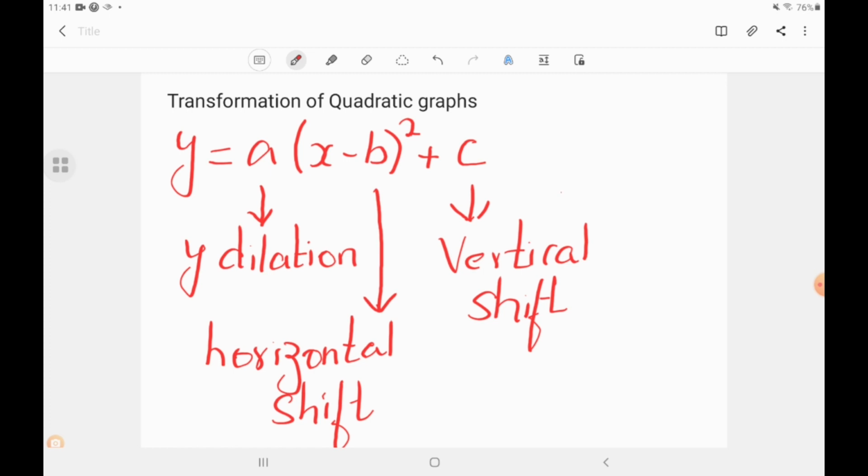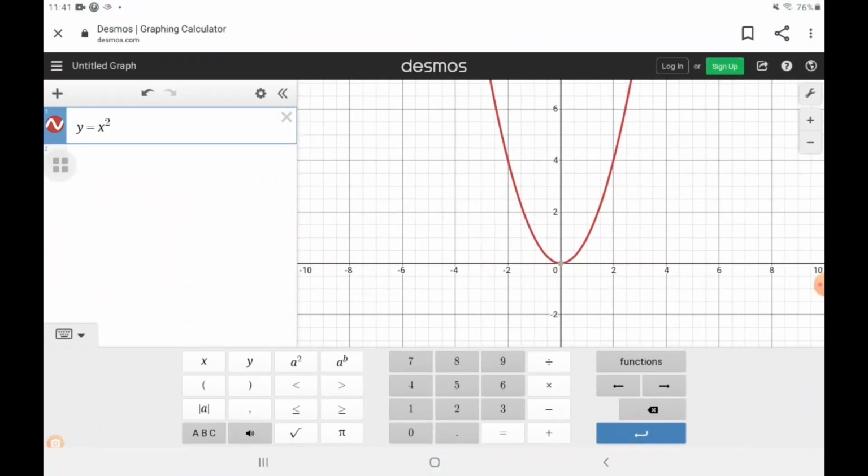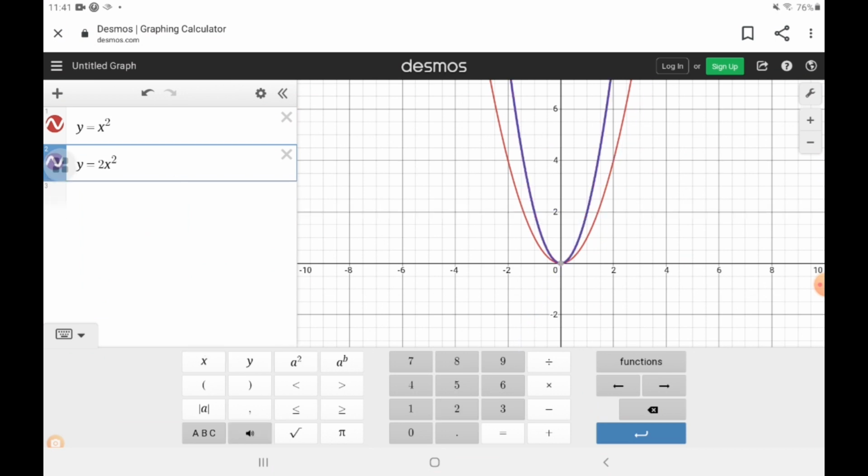So let's look at the three different types of transformation using Desmos. Let's look at this graph here, y is equal to x squared. You can see the graph passes through the origin, so the vertex is (0, 0). Let's check the dilation factor. I'm going to insert an equation, y is equal to 2x squared. You can see the purple graph represents the equation y is equal to 2x squared. When the dilation factor increases, the graph becomes narrower.